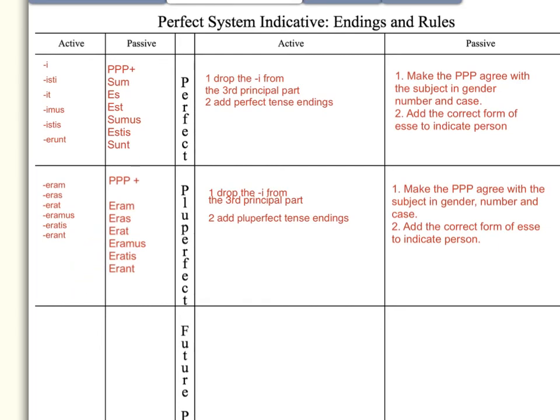This is our perfect system for the indicative. We have the actives in this column, here and here, the perfect and the pluperfect, and then we have the passive forms here and here. We just got to remember that we need the fourth principal part plus esse, the correct form of esse, to make our perfect and our pluperfect passives.